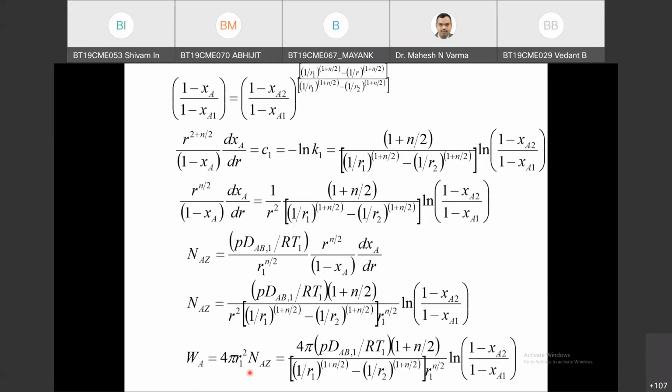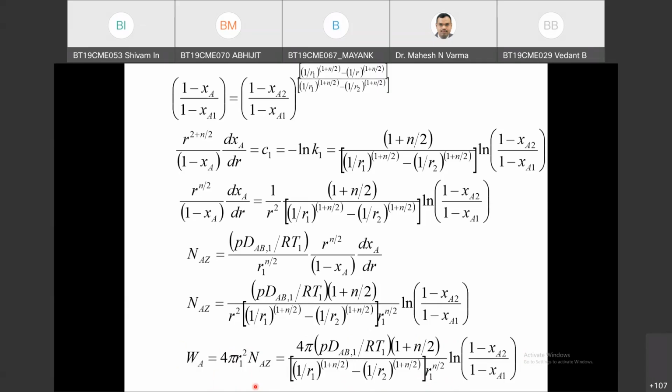This will give me the rate of evaporation of the bubble, how long it will take to evaporate the complete bubble. Using this, again you can consider a pseudo steady state, quasi steady state, and you can reduce the boundary from R equals R1 to R equals 0, and you can estimate the time required to evaporate the bubble. This is flux multiplied by surface area, both estimated at R equals R1. Rearranging the equation, this will give me the rate of evaporation of the bubble.